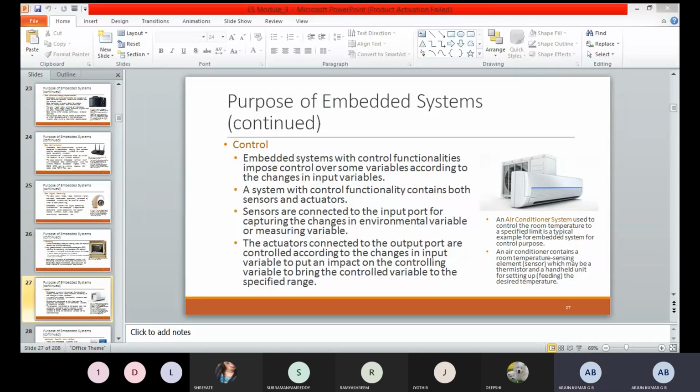The purpose of the embedded system here is controlling devices through some input. Here the input is given by a sensor, and the output will be an actuator. An actuator may be a moving coil or moving part, closing or opening, to turn on or turn off. The sensor will send signals, sensing the condition. Based on this condition, the actuator will work. That's why an embedded system can be used for the purpose of control.